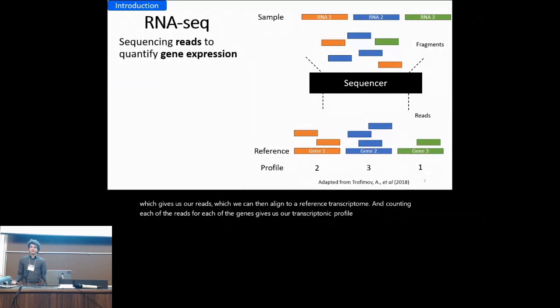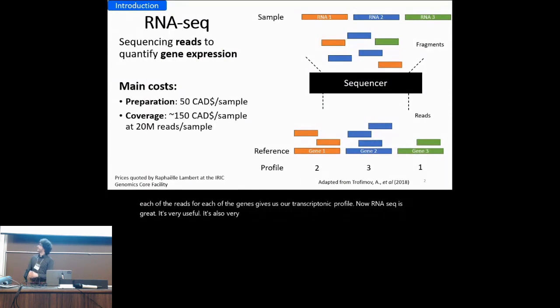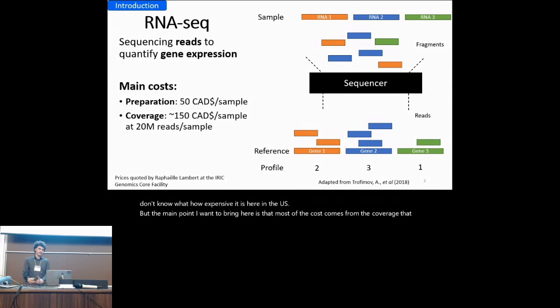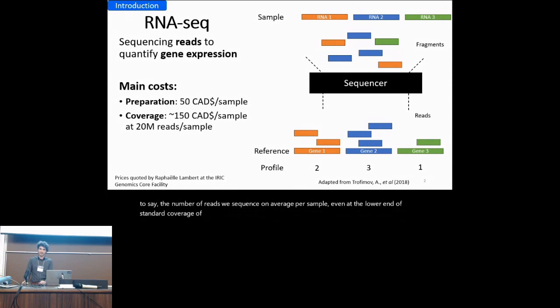Now, RNA-seq is great. It's very useful. It's also very expensive. Here I put it in Canadian dollars because I don't know how expensive it is here in the US. But the main point I want to bring here is that most of the cost comes from the coverage. That is to say, the number of reads we sequence on average per sample. Even at the lower end of standard coverage of around 20 million reads, it's 3/4 of the price.